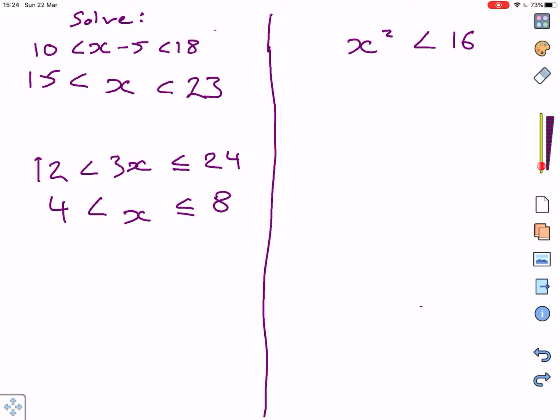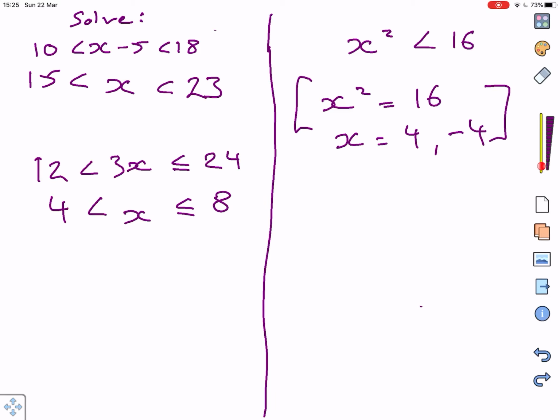Okay, what on earth do you do when you've got an x squared? Well, if we're told that x squared is less than 16, what I would think about first is x squared equals 16. What happens if x squared was 16? We know x could be 4, but it could also be negative 4, because if negative 4 is squared, negative 4 times negative 4 is plus 16. So if I'm solving x squared is 16, the two answers could be 4 or negative 4.